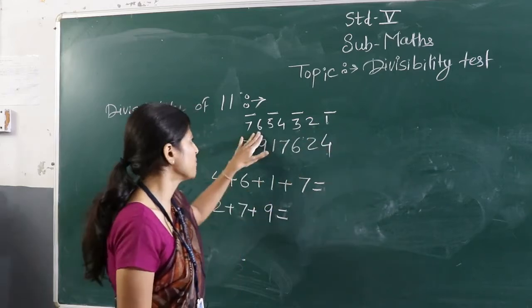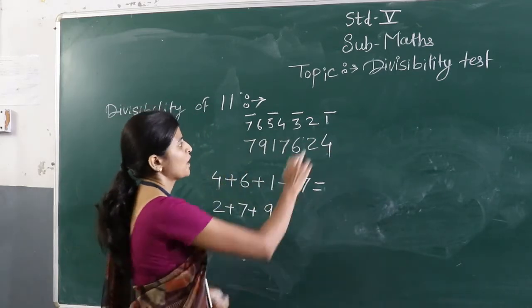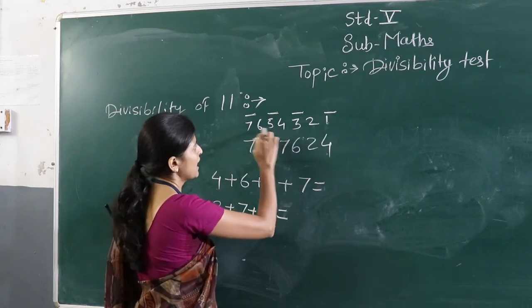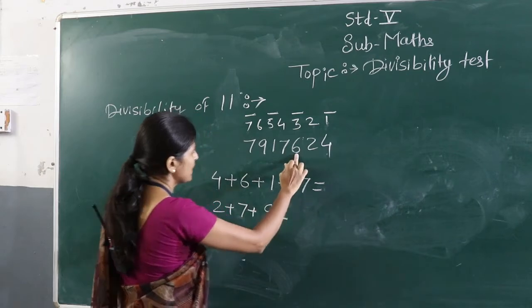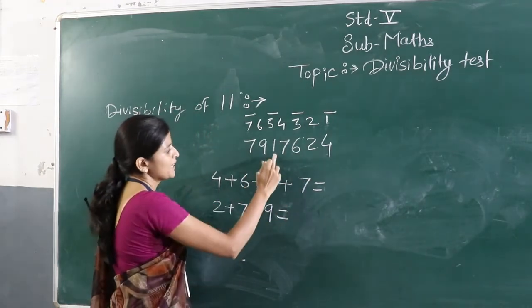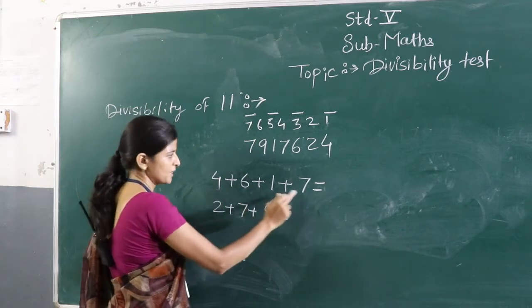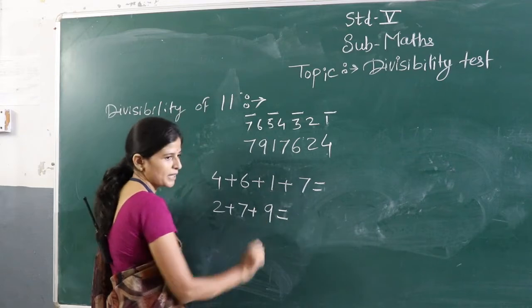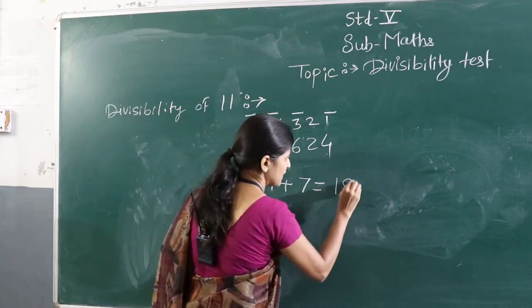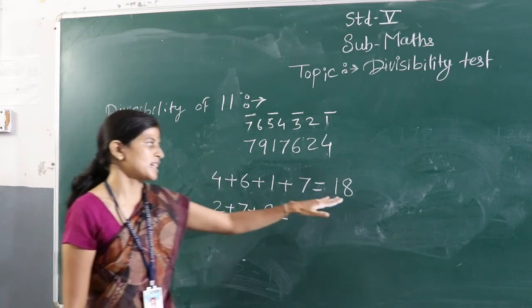So we first start numbering the numbers. Then odd place is 1 3 5 and 7. In 1st place 4 is there, in 3rd place 6 is there, in 5th place 1 is there, and in 7th place 7 is there. We add these numbers. 4 plus 6 is 10, 10 plus 1 is 11, 11 plus 7 is 18. The sum of the odd place digits came to 18.